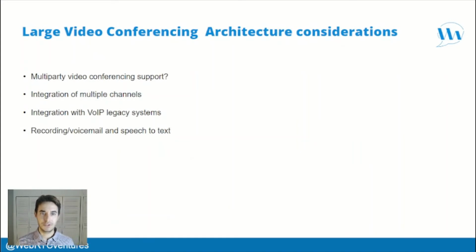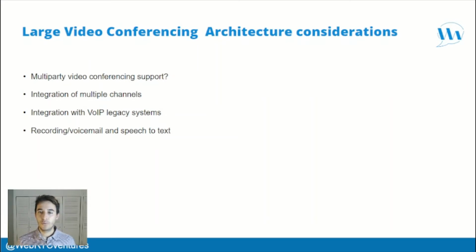So in conclusion at this stage of the presentation, for large video conferencing architecture, there are a few considerations I want to comment. One very important piece is really the integration of VoIP legacy systems. That's an important challenge, and you need to consider if you really need it or not at the beginning. That might influence the architecture that you want to build. Also recording and voicemail or this type of speech-to-text capabilities. That also, for example, would force you to have a media server.